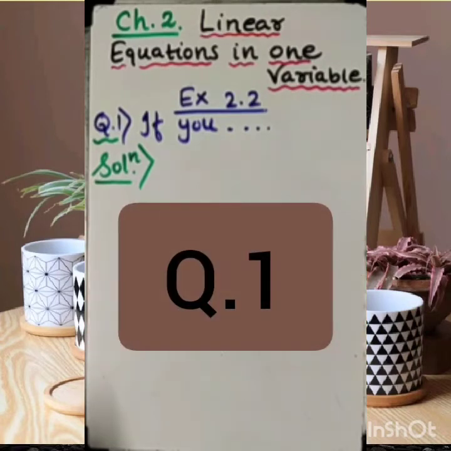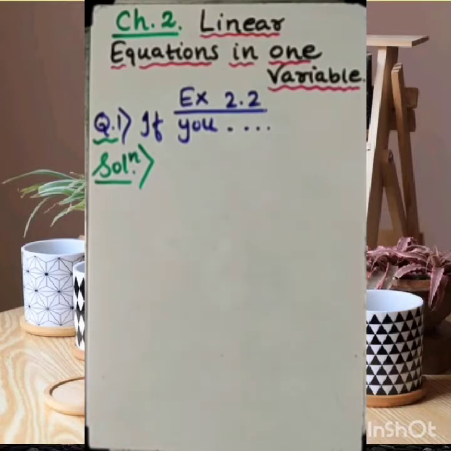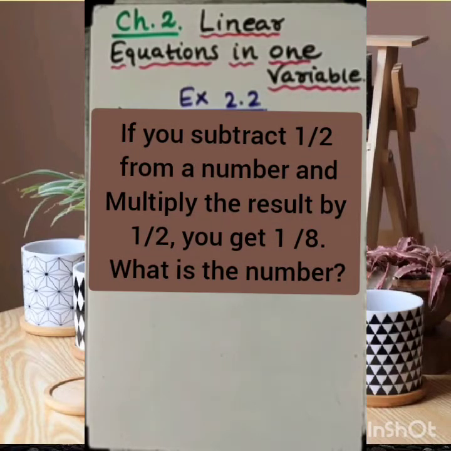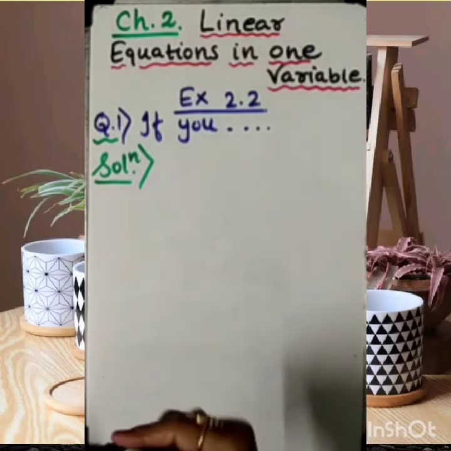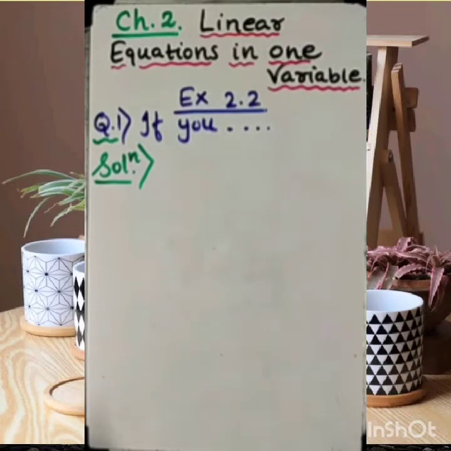Question number 1 of exercise 2.2 is: if you subtract 1/2 from a number and multiply the result by 1/2, you get 1/8. What is the number? So, my dear student, first of all, think about a number. Have they given us any number? No. So, in such a case, we need to assume an unknown variable. Generally, we assume x as an unknown variable or a number.